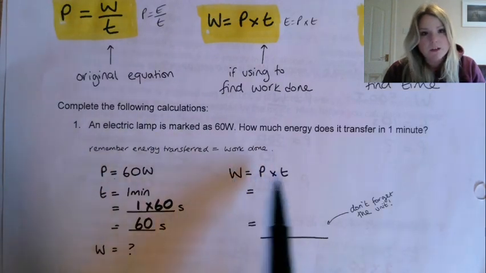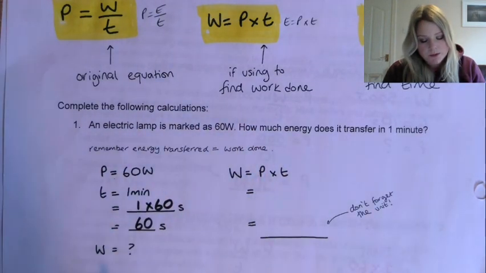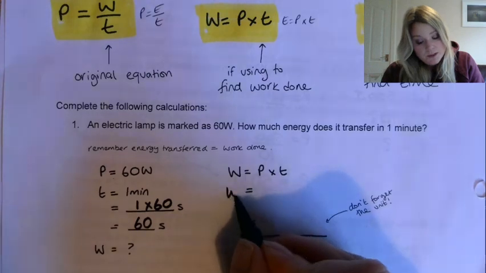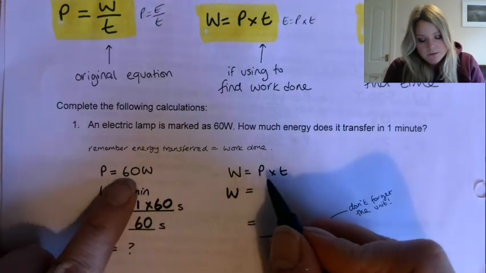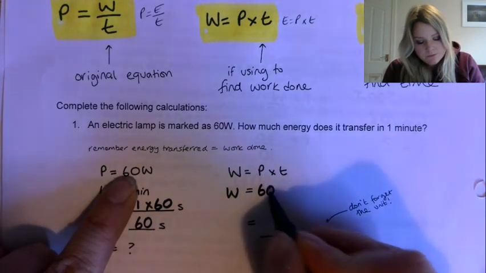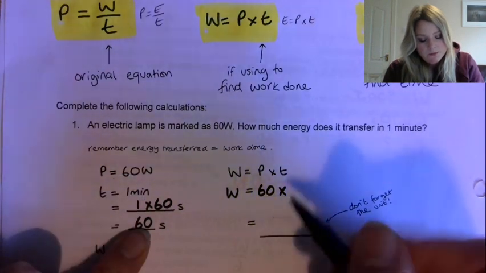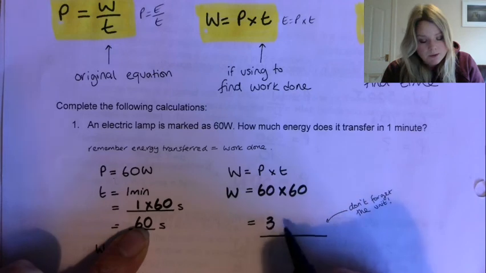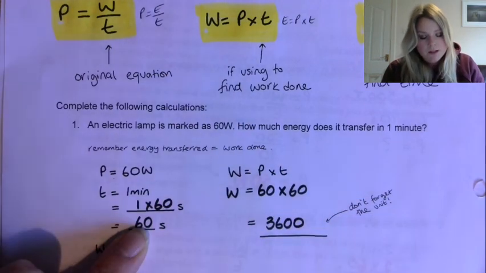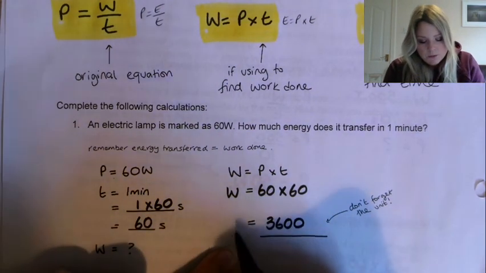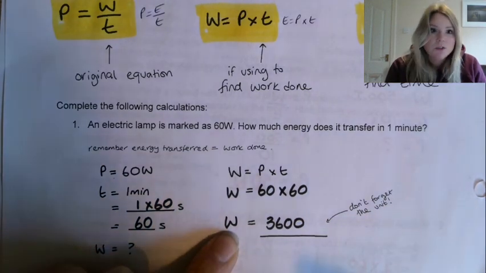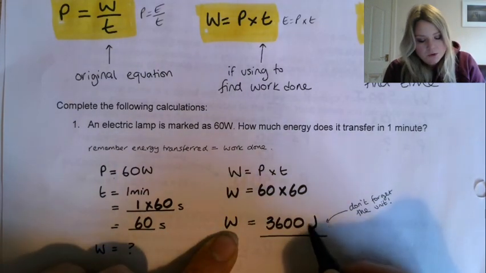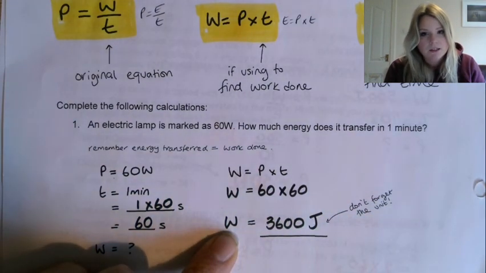Always start by writing out the equation, remember? So work equals power times time. So work or energy transferred equals power, which is 60, multiplied by the time, which is also 60 in this case. So 60 multiplied by 60 gets me 3,600. And with my units, look back and see what it is I'm looking for. It's work done or energy transferred, which is measured in joules. So a capital J for that.